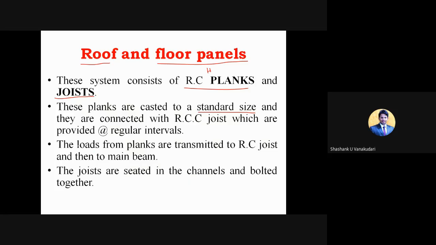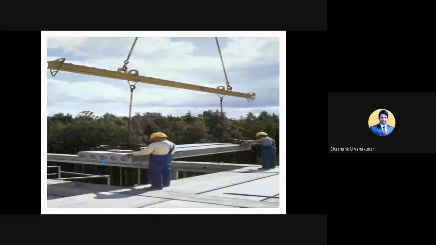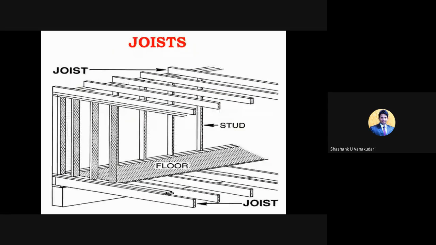Okay, and then here the loads which are transferred from the planks are transmitted to the RC joists and then to the main beam. So here you can see in this part, these are the joists, I mean the horizontal members, sorry, and within this portion the RC plank will come and fix.